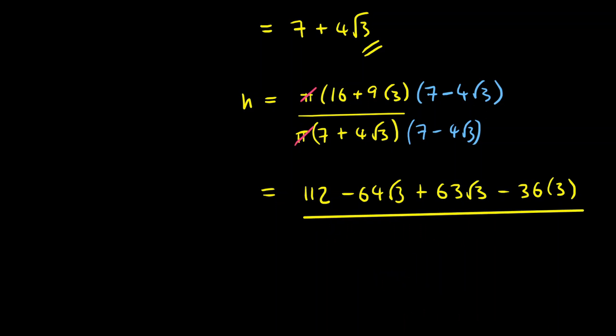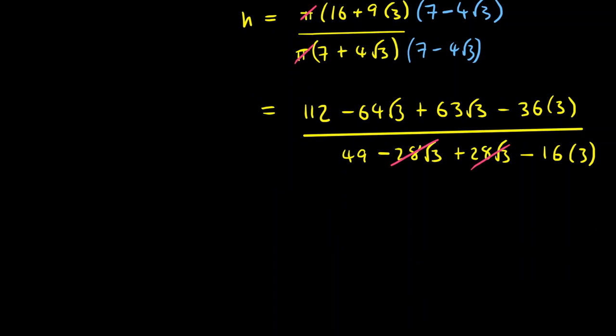Well, now let's try to figure out this denominator. So we're going to have 7 times by 7, which is 49. Then 7 times by minus 4 root 3 is minus 28 root 3. And then we've got 4 root 3 times 7, which is plus 28 root 3. And then we've got 4 root 3 times by negative 4 root 3, which is going to give us negative 16 times through by 3. Hopefully, what you can see is on the denominator, the negative 28 root 3 cancels out with the positive 28 root 3. And so now we've just got to simplify our terms.